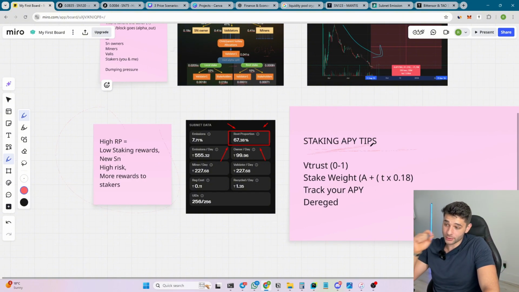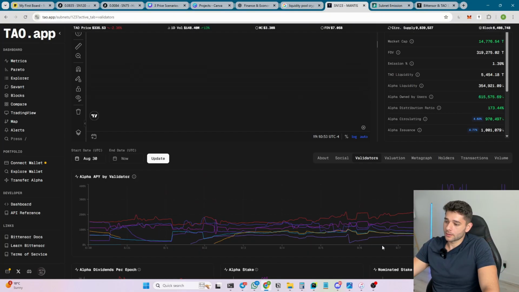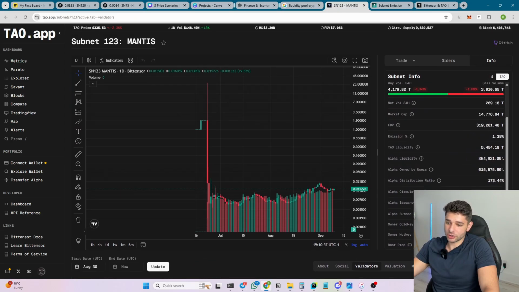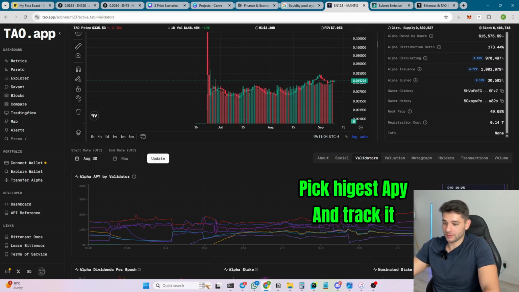You always stake through a validator, and your APY is basically determined by something called VTrust, which is between 0 and 1. Most of the validators are at like 95%. And the validator stake weight is just a fancy way of saying how many people delegated Tao to that validator. The more Tao that is delegated, the more power that validator has. You also need to be tracking your APY in case your validator gets deregistered and you need to switch validators. You can also just check Tao.app. You go to the validator section, hover over right here, and you're going to see the percentages. So we have Tao5 giving 130%, Yuma giving 130%, etc.